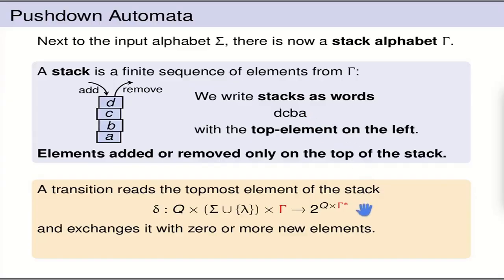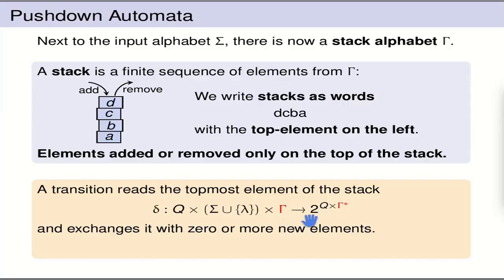Now our pushdown automata that work with a stack, they are basically an extension of non-deterministic finite automata. They also take in the transition function the state as an input, the input letter or a lambda transition. So this part is just the same as for non-deterministic finite automata, but the transition function additionally inspects the topmost element on the stack.